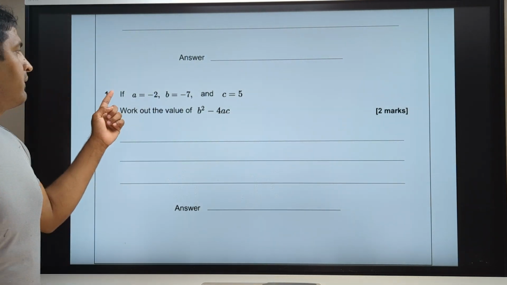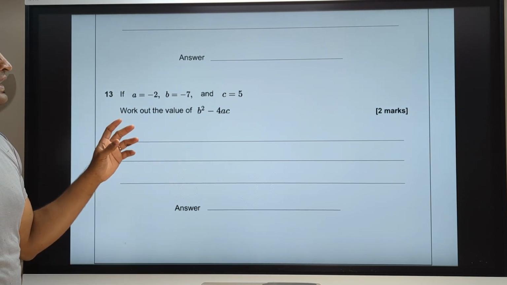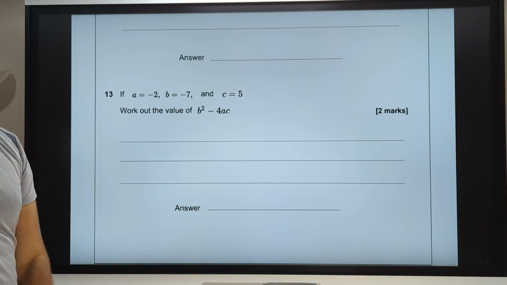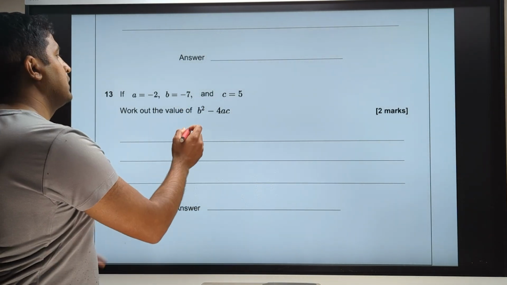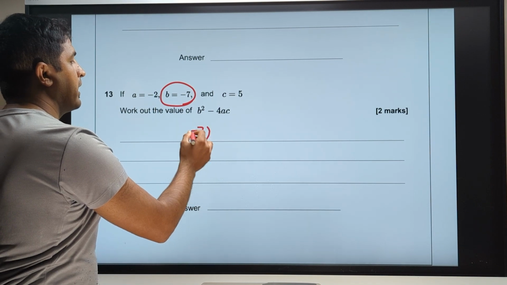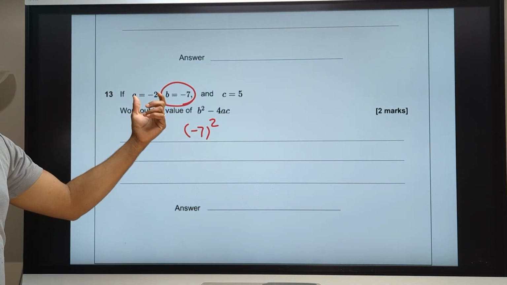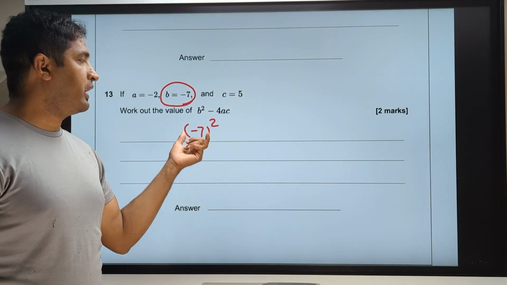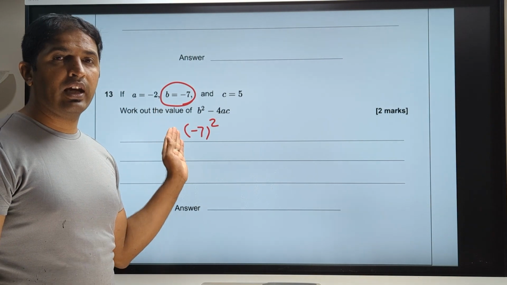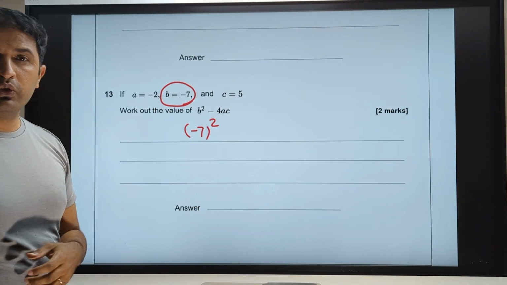Question 13, if a is negative 2, work out this value here, b squared minus 4ac. This is the discriminant, okay. You could generally use that to solve quadratic equations. So we're squaring the b. So squaring b means negative 7 squared. You can write down these things here. Use the negative 7 in the brackets. Even when you're putting it in the calculator, use the brackets when you're squaring a negative number, because you end up doing negative then 7 squared. So you'll get negative 49 if you don't use brackets.